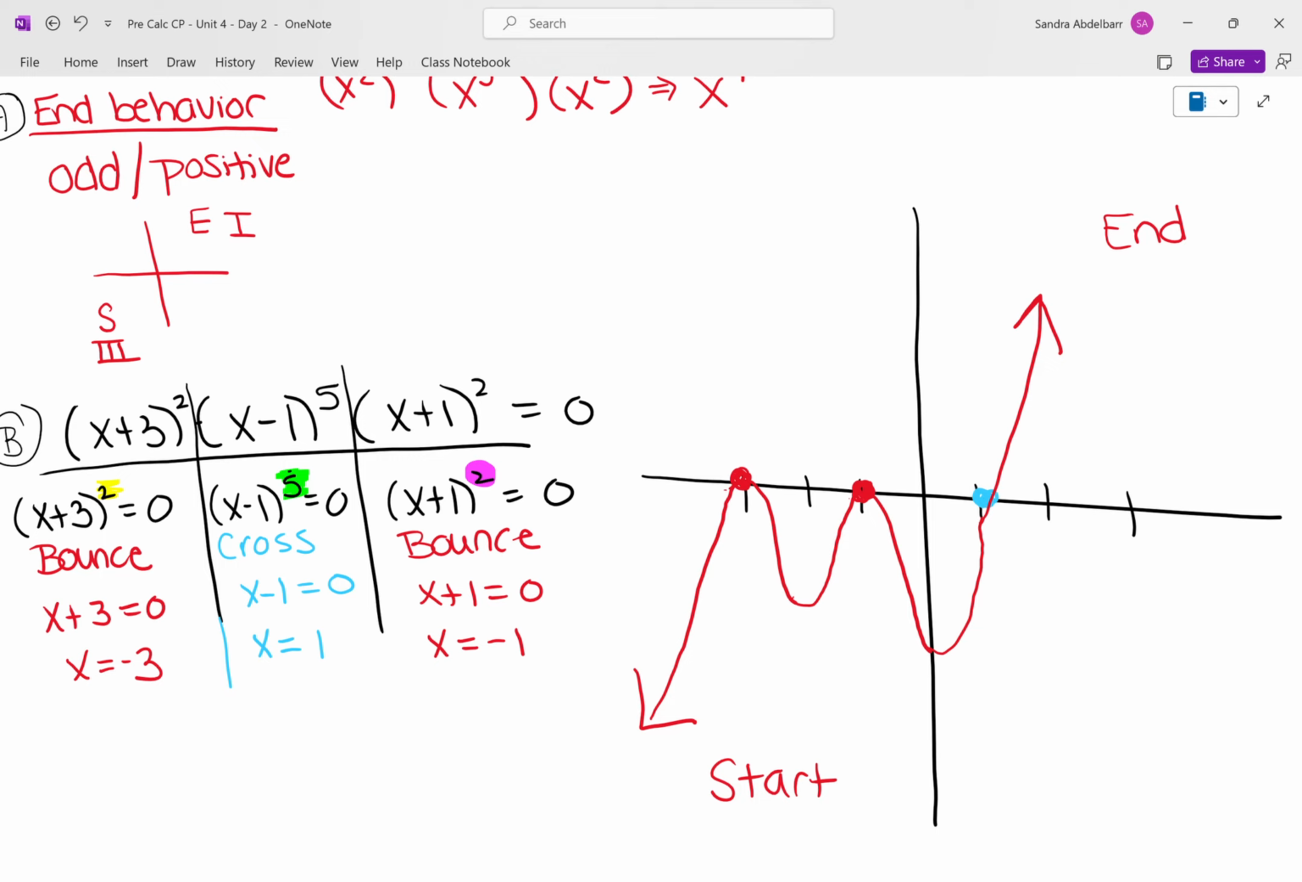All right, let's do another one where it's not factored for us. It doesn't matter where. It doesn't matter how high. I'm not going to ask you to have any points. It's just the general idea of how it's moving. That's all I care about.